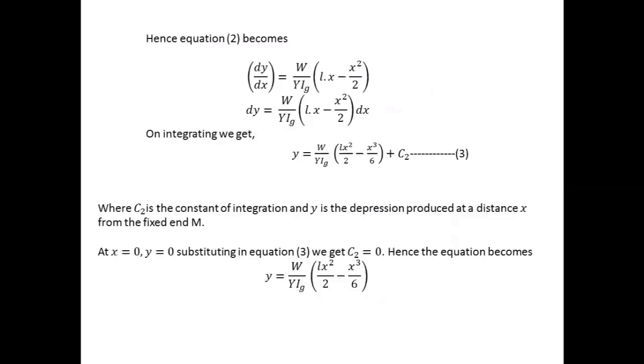So let us substitute this condition in equation 3. On substituting y equal to 0 and x equal to 0, we get 0 is equal to W by YIg, and the bracketed quantity is 0. So as a result, C2 is also equal to 0. Now, the expression for depression at point P is given by y is equal to W by YIg into (Lx square by 2 minus x cube by 6). So depression is maximum at the free end, then at any point P on the beam.